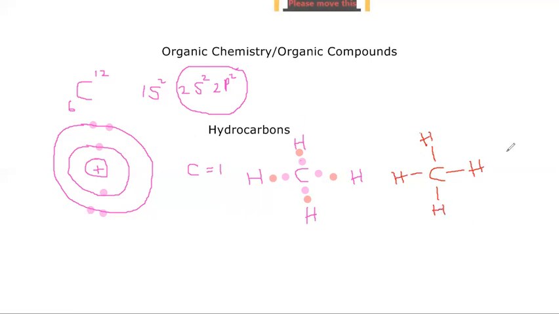And this is the hydrocarbon, because this molecule only has carbon and hydrogen, and the name of this one is called methane. So I am going to further elaborate how to name all these different molecules.